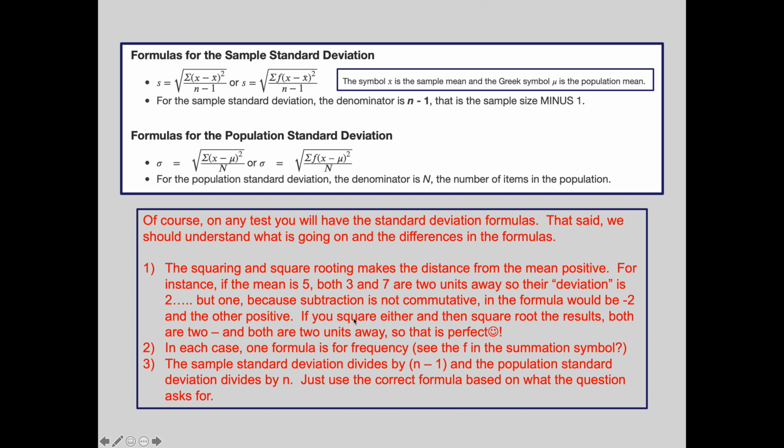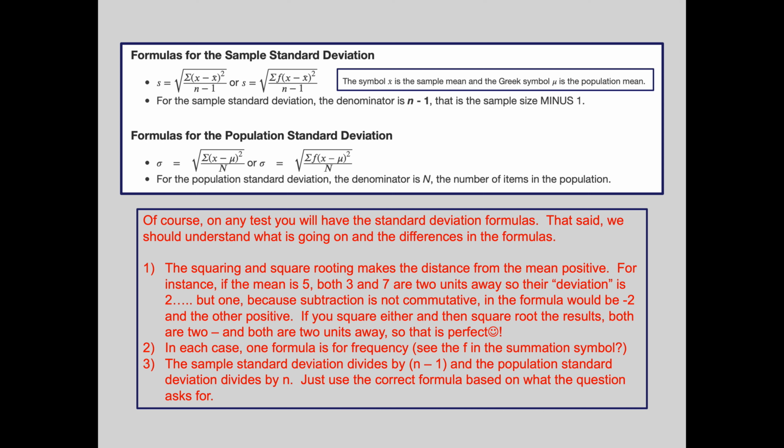What is going on in these formulas? The first thing is that when you square something and then square root it, it makes the distance from the mean positive. So, for instance, let's say that the mean was 5. Both 3 and 7 are 2 units away, so their deviation is 2. That's how much they're different from the mean. But because subtraction is not commutative, in the formula one would be -2, and the other would be +2. But if you square -2, you get 4, then square root it, you get 2. And if you square 2, you get 4, and square root it, you get 2. So by squaring and then square rooting, you basically find that difference from the mean for you, okay?